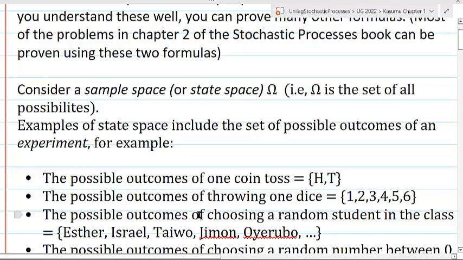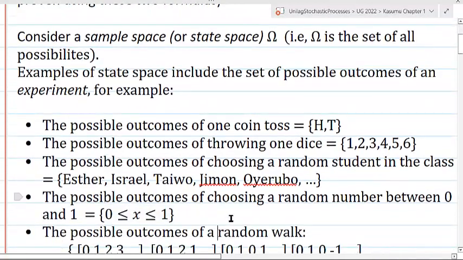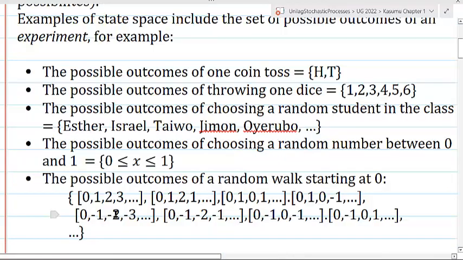I could choose a random student in the class, and I can list the possible outcomes by listing the names of the students that I could possibly choose. The possible outcomes of choosing a random number between 0 and 1 is any real number between 0 and 1. So this is also a state space under this experiment. Another experiment could be the outcome of a random walk starting at 0.